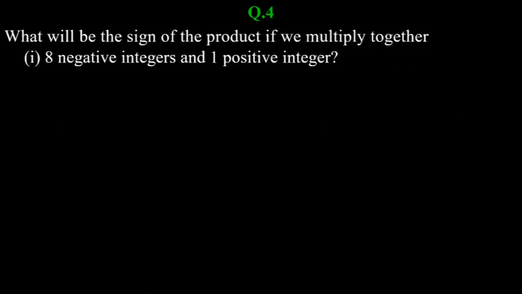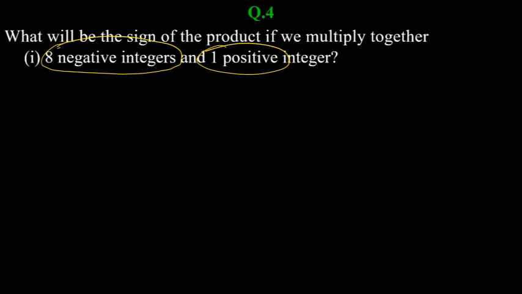Next, what will be the sign of the product if we multiply together 8 negative integers and 1 positive integer? I told you the rule. Samarth, try again. Tina, correct. Ashrit, correct. 8 negative integers. Akanksha, correct. Siddhi, correct. Arush, think again.